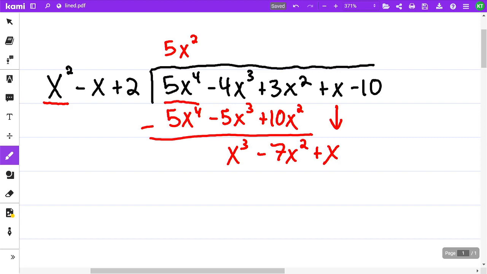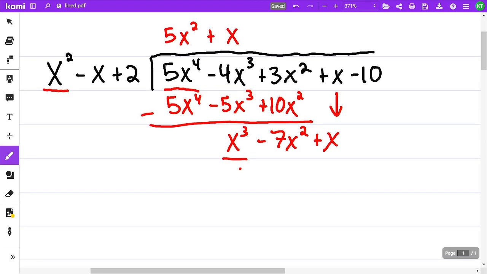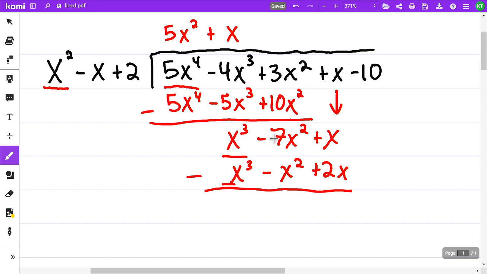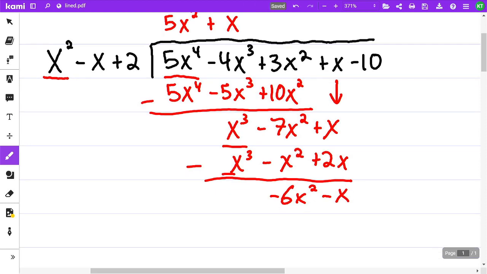So plus x. So again, to get this to be like this now, I'm just going to multiply by an x, and then that will give me x cubed minus x squared plus 2x. Keep repeating this process. That will give me negative 7x squared minus negative x squared will give me negative 6x squared. This will give me a negative x because we're subtracting.